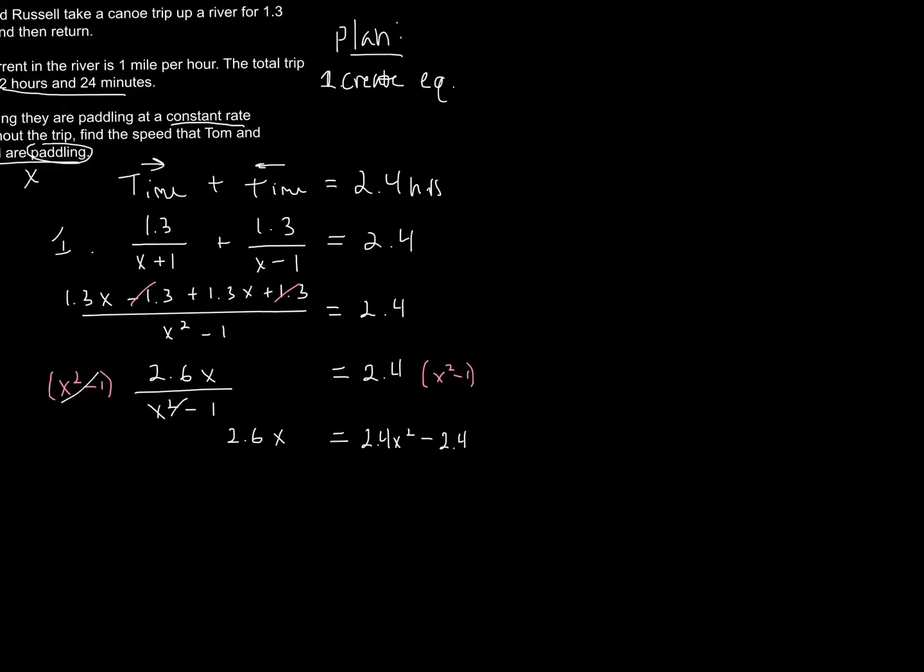So I'm going to subtract 2.6x from both sides, and I'm going to end up with 0 on the right side, and on the left side I'll collect all of our terms together. So I have 2.4x squared minus 2.6x minus 2.4.